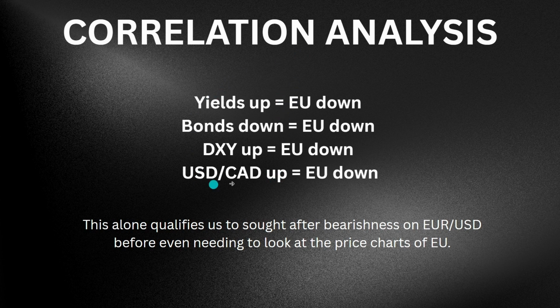Now, what does all this mean for the Euro USD pair? Yields up equals Euro down, bonds down equals Euro down, dollar up equals Euro down, and USD CAD up equals Euro down. This alone qualifies us to seek out bearishness on Euro USD before even needing to look at the price charts of EU. Notice how we haven't even looked at the charts of EU yet, and before we even go into the Euro USD price action, we already had the expectations of looking for lower prices because of the correlation analysis that we've done.